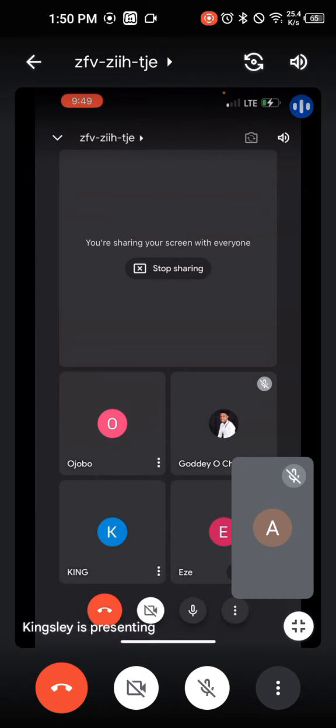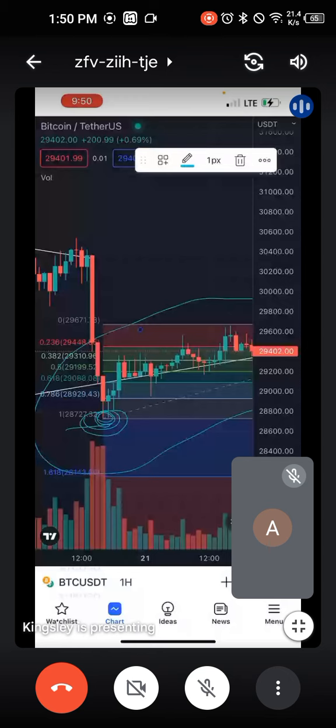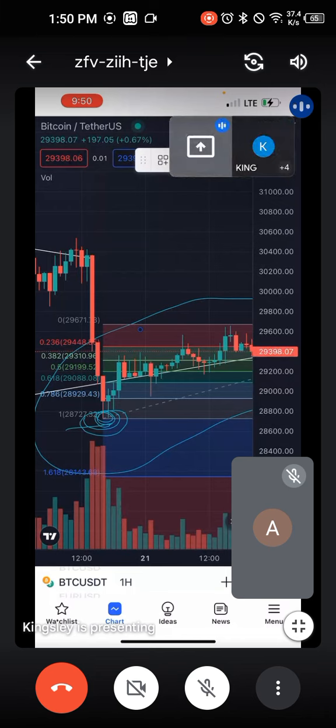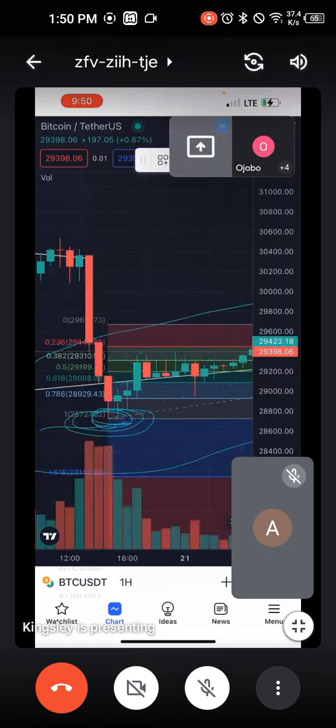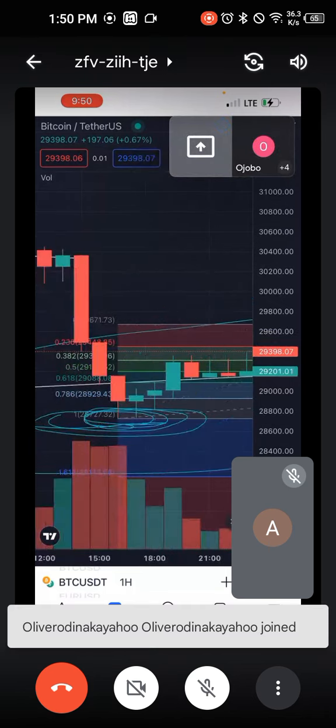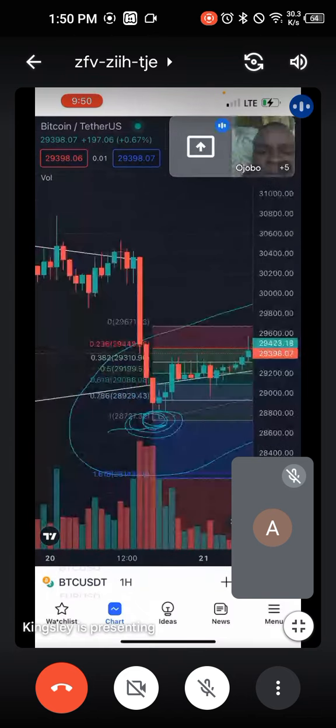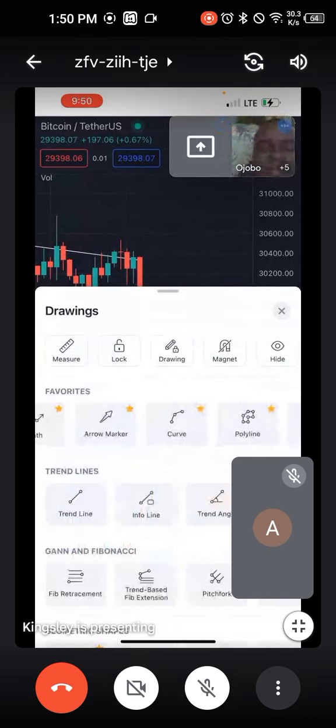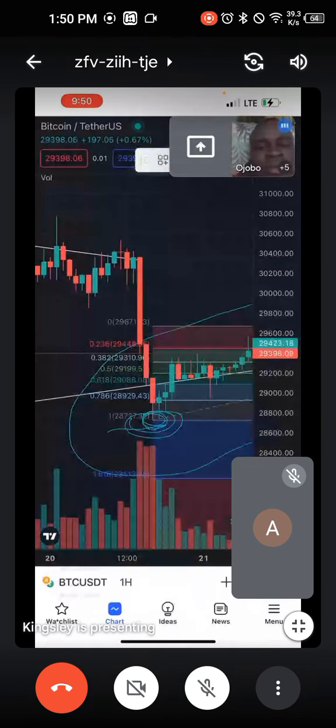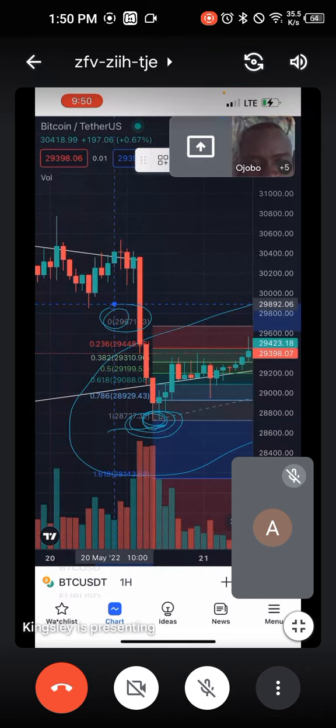When you place it, if you know what I've been talking about, this support and resistance, you see what happened. Each of these levels has a price. The zero level is at 29,671. Then the 0.236 level, 29,448. You check all these levels.